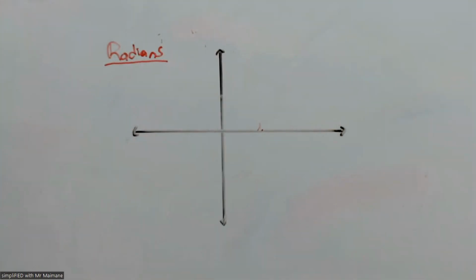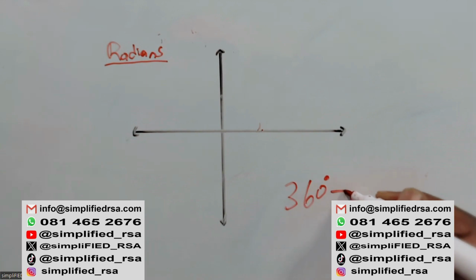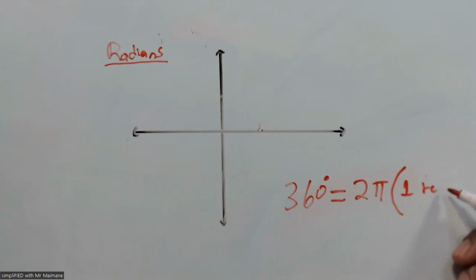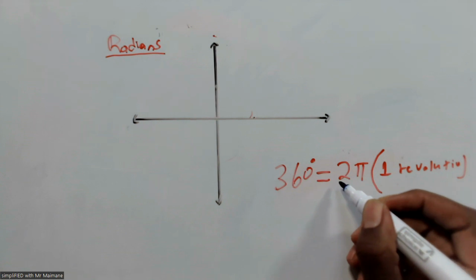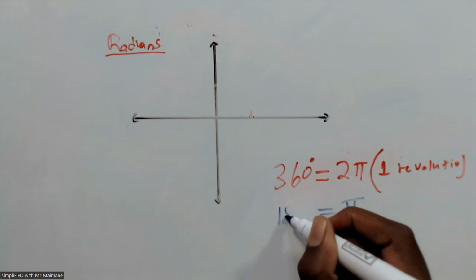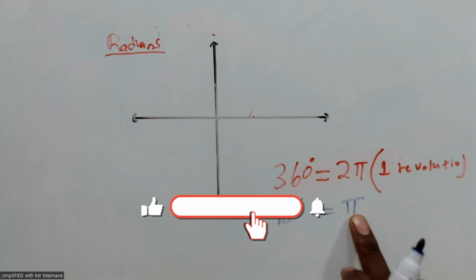Before we get to the topic, I want to show what we are talking about when we talk about the relationship between degrees and radians. We say that 360 degrees, which is a revolution, is the same as 2 pi. This represents one rotation, which we call a revolution. So this is one revolution. And then we can simplify this further. If we divide by 2 on both sides, we get that pi is equal to 180, meaning 180 degrees in terms of radians is just pi.